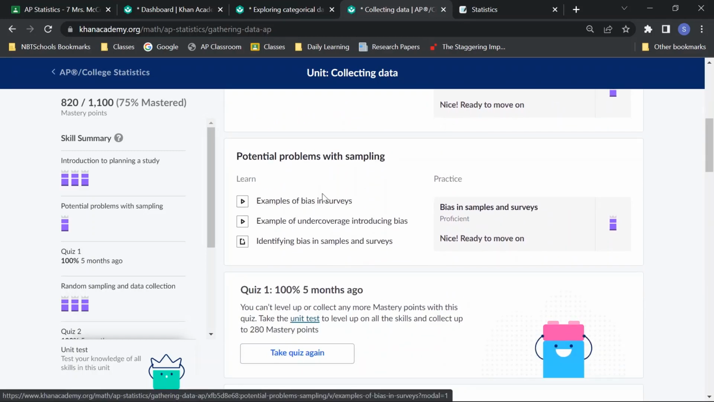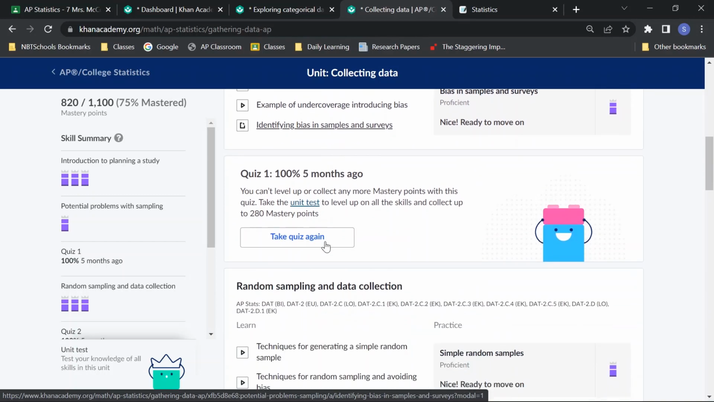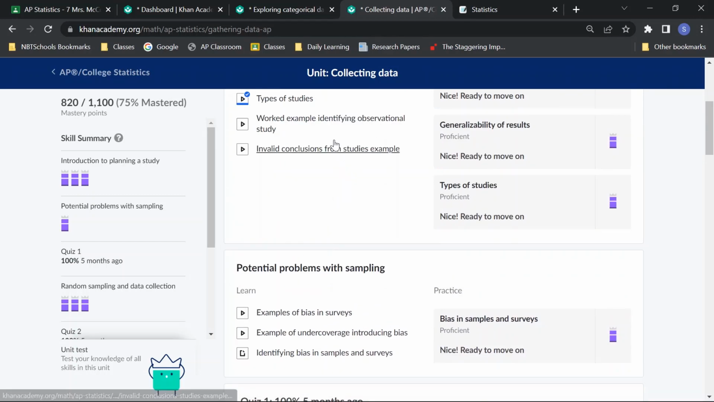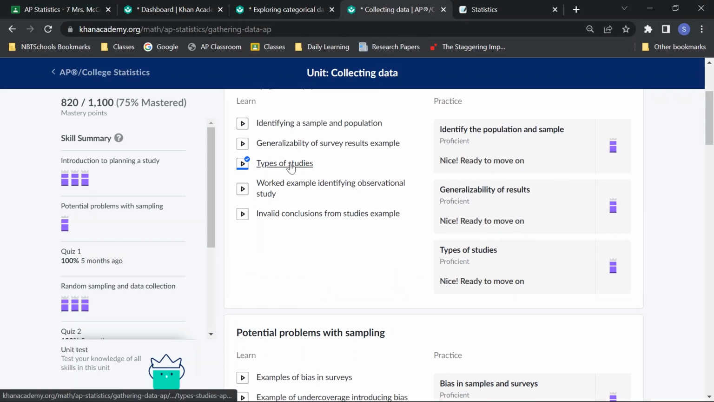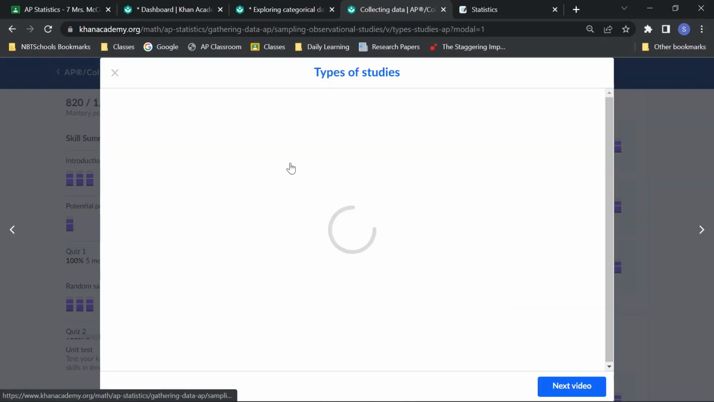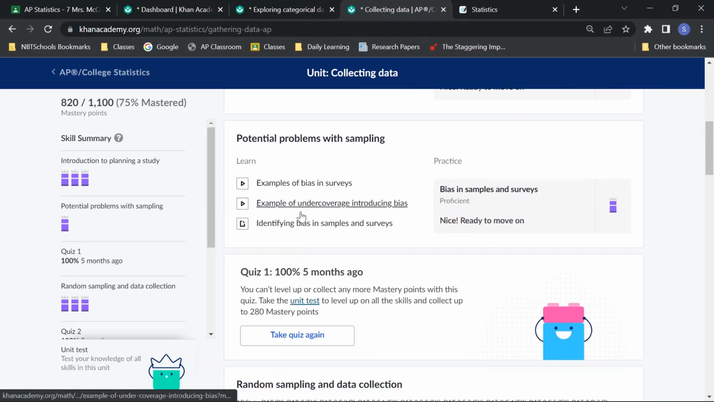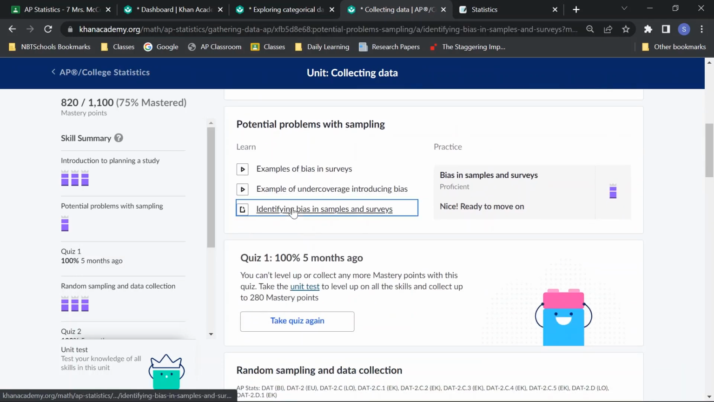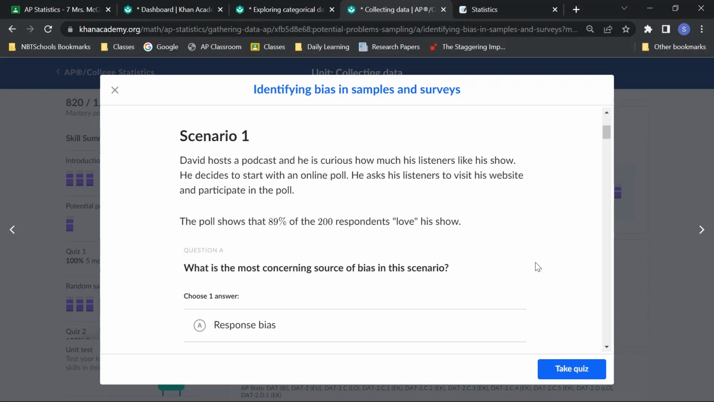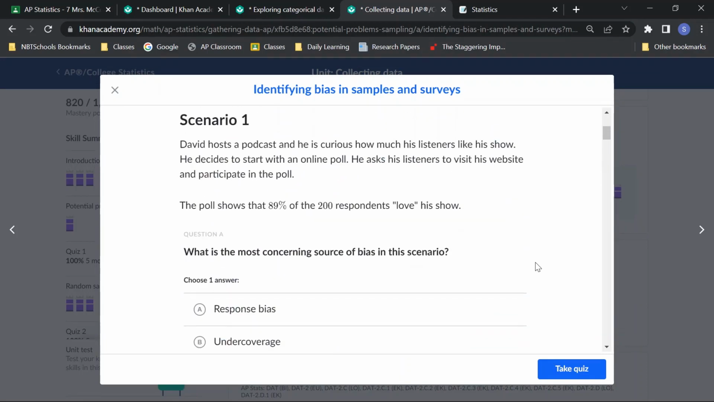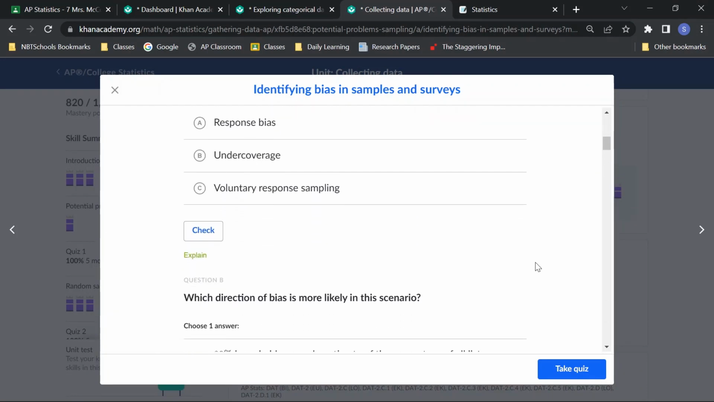I was here though. Oh, example of bias, identifying bias and sampling surveys. But isn't there like a practice for bias ones, like types of, did we do this? Oh, no, I do not want to watch a video, please. Okay, I guess this one we can do. What is this? Okay, I guess we could do this.